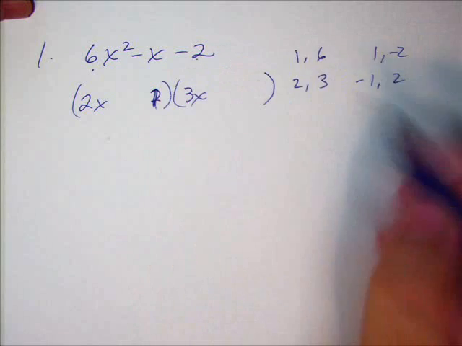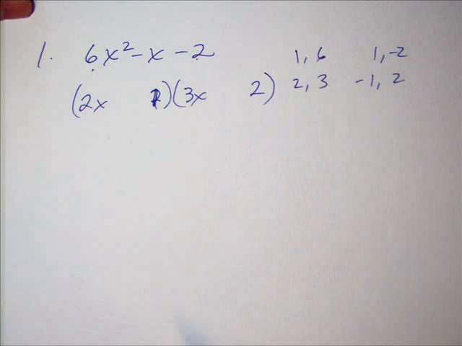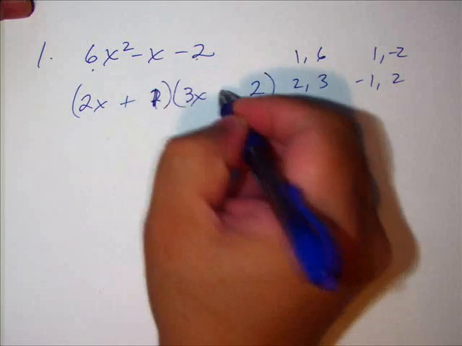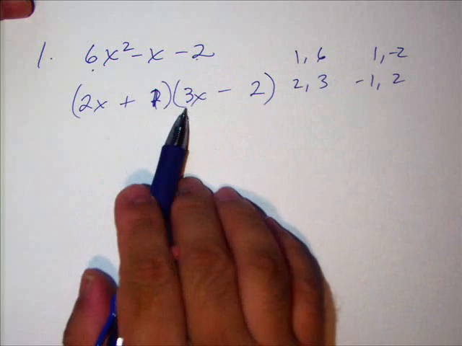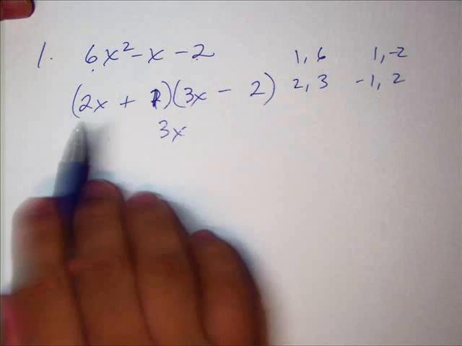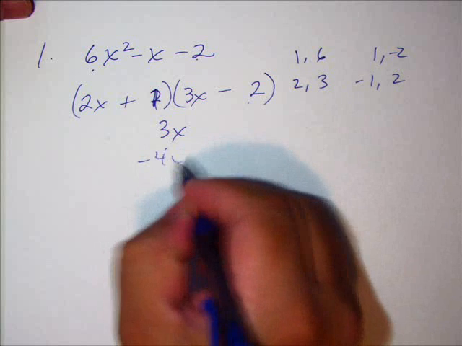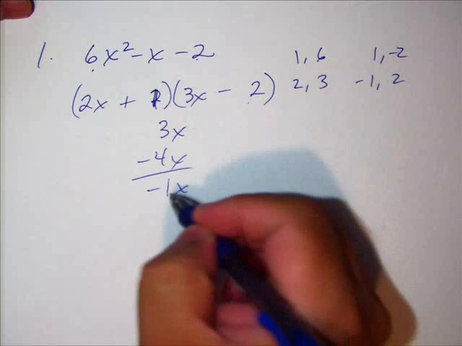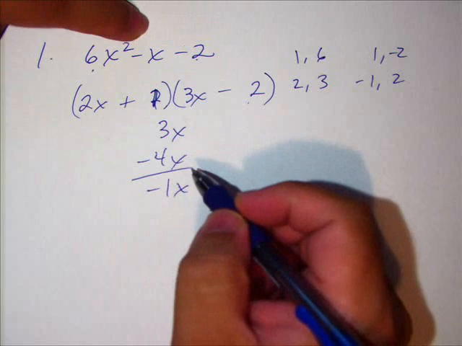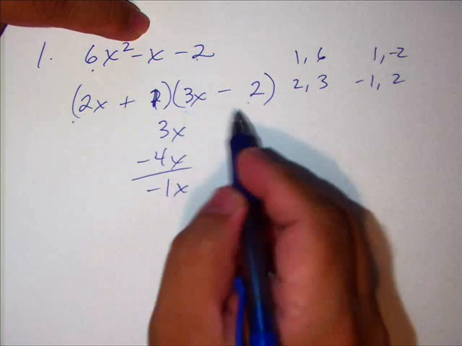So I'm going to put the 1 there and put the 2 in the other one. Let's see what we got. I'm just going to put signs in there just for kicks. Here, 1 times 3 is 3x. 2 times negative 2 is negative 4x. That's going to combine to make negative 1x, or negative x, which is what I have here. So this is the factored form.